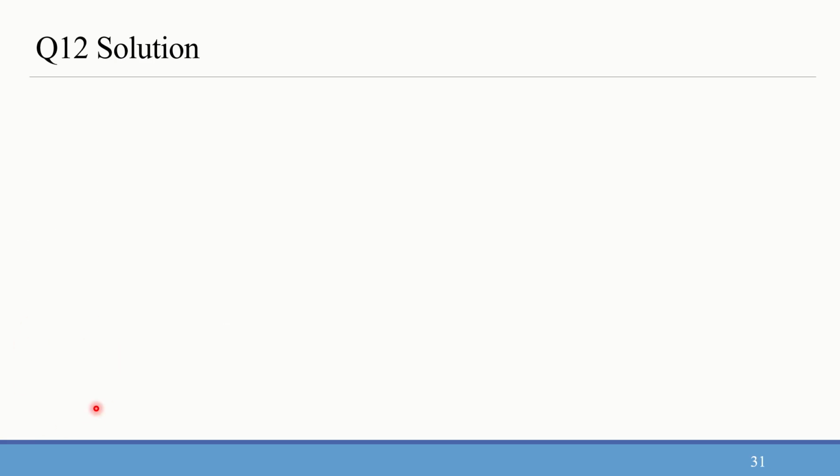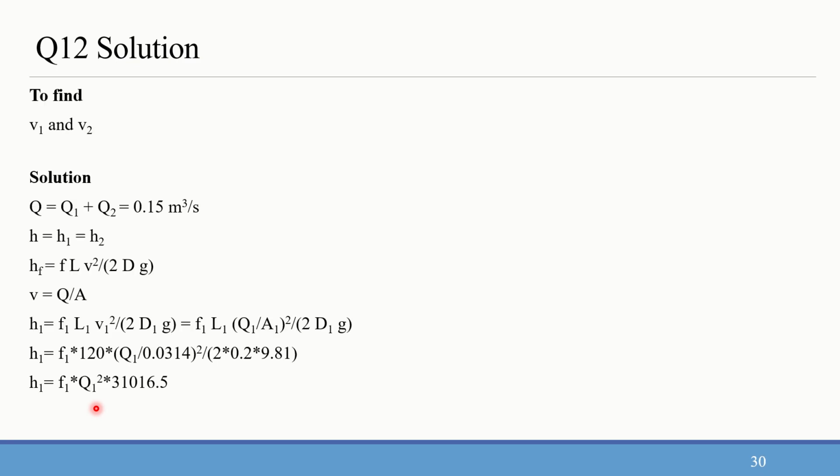Now similarly we have to do it for H2 as well. H is equal to F L V square by 2 D g, and here we know everything else apart from F and V. V we can write as Q by A, and now we can write H as a function of F and Q. Rest everything is known from the question. So we are just doing that.